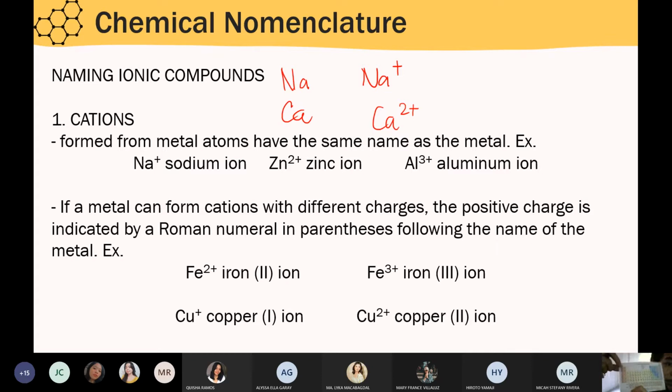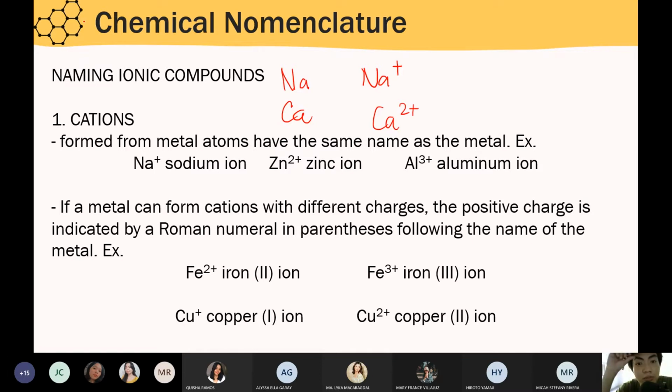However, for our representative elements, they follow the rules well. That's why, depending on their group number, you have your charge. However, again, for transition metals, they really don't follow the rules that much. They're troublemakers.